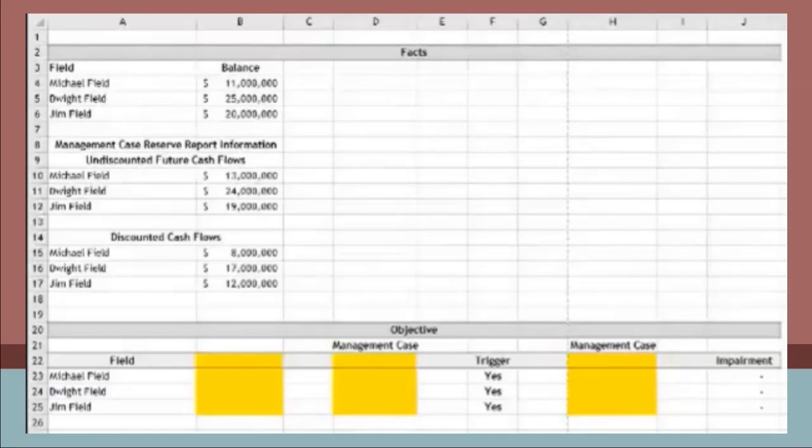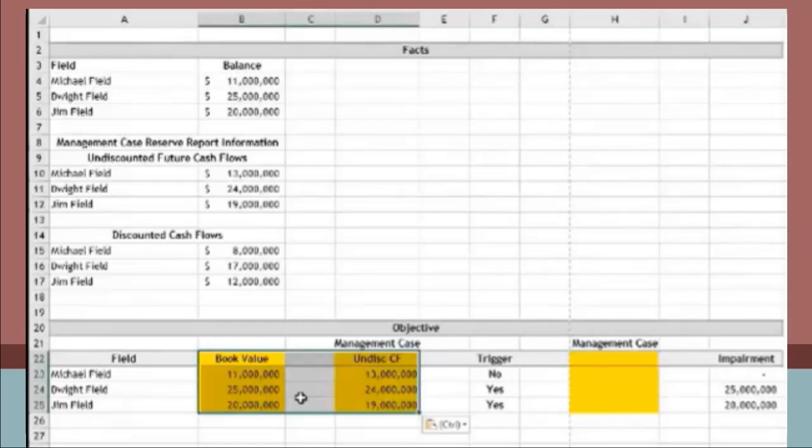First step, we compare the book value to the undiscounted cash flows, and it looks like in the first case, our book value is lower than the undiscounted cash flow, so not impairment, or not a triggering event, I should say. However, in the other two cases, it's the opposite, where book value is actually higher, so we do have a triggering event. So let's go and calculate.